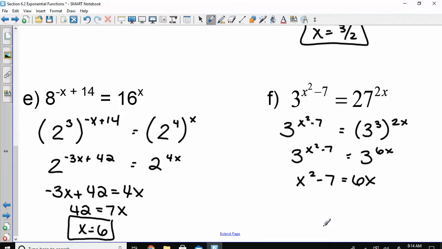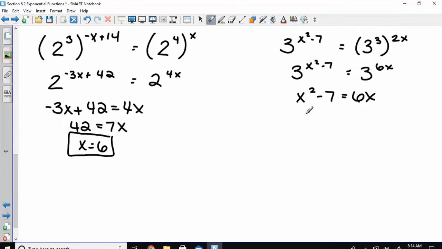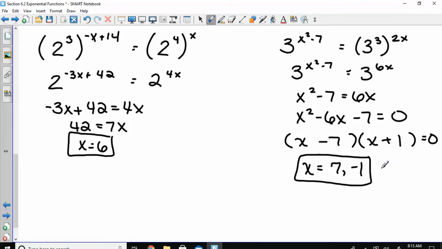This one is a quadratic, so what do we have to do? It has to be equal to 0 so we can do box method. So we'll subtract over that 6x. Because it's a 1x squared, we could do the shortcut. Multiply to negative 7 and add to negative 6. So if we set each of those equal to 0, we get our two values of x. And so you might get more than one answer, depending on your problem. Again, if we check them, both of these will work.